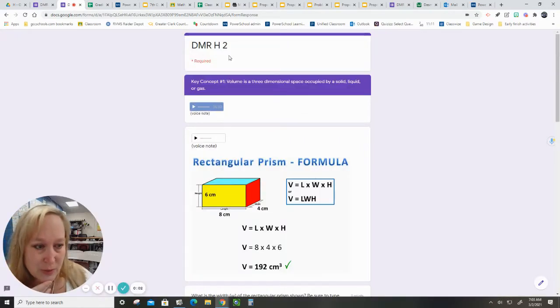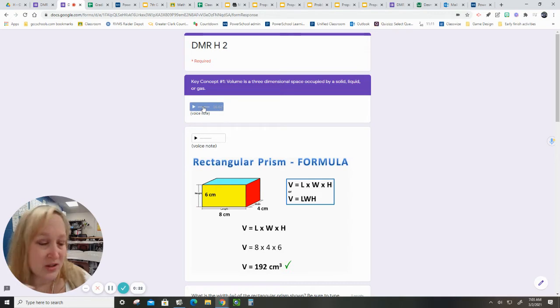We are doing DMR H2. This is the key concept. The first key concept that we're going to be dealing with is volume. Volume is a three-dimensional space occupied by a solid, liquid, or gas. So basically it is the space that is taken up by an object.